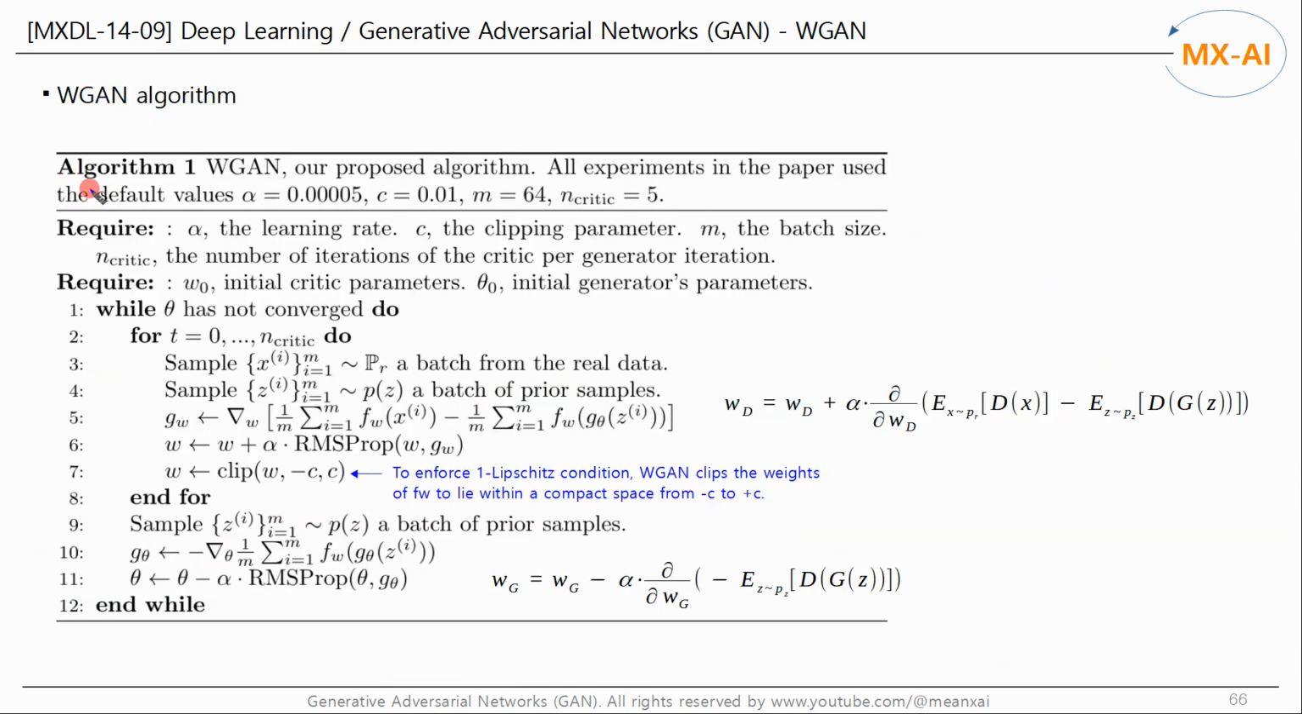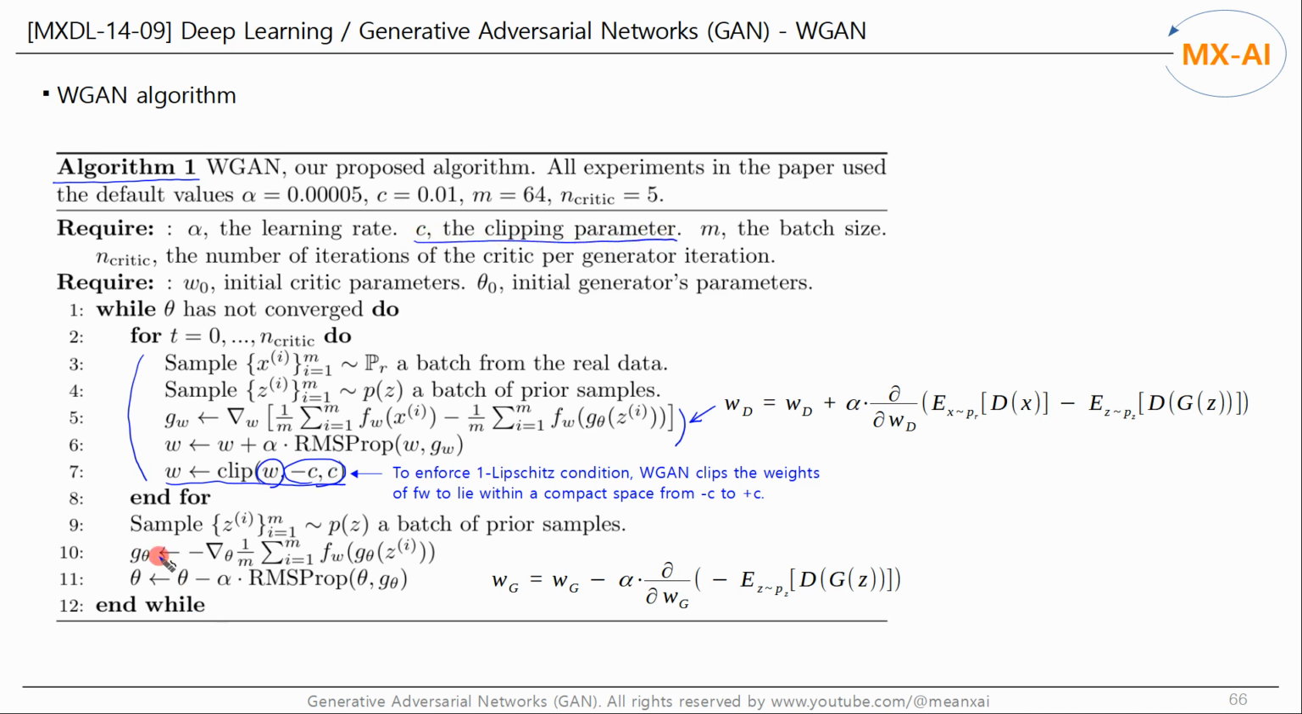Next, let's look at the WGAN algorithm presented in the paper. First, we update the discriminator multiple times. We use this formula to update WD by gradient ascent. This is to enforce one Lipschitz constraint. WGAN clips the weights of WD to lie within a compact space from -c to +c. C is the clipping parameter.